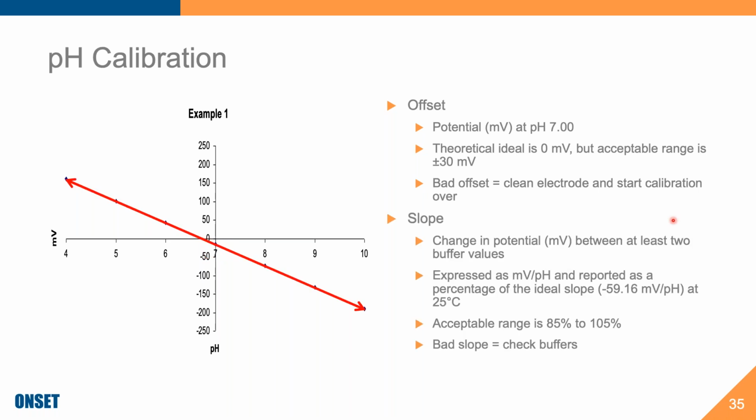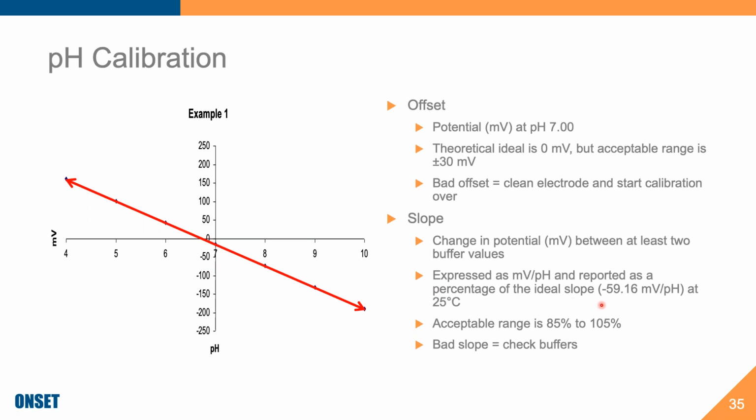Okay, so the second correction factor that we get when we calibrate, and hopefully you get it because you're doing more than 1 point, is your slope. And the slope is the change in the potential between at least 2 buffer solutions. And again, we're pretending here that this was done at 7, 4, and 10. It is expressed as millivolts per pH and reported as a percentage of the ideal slope.